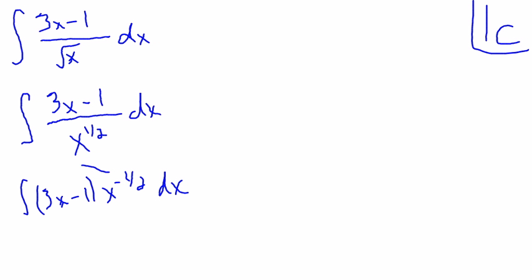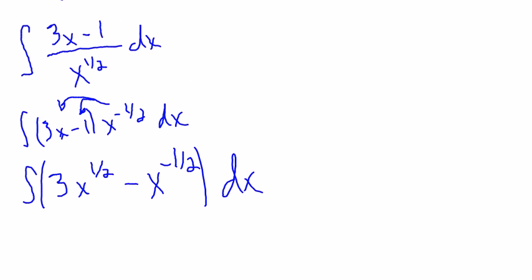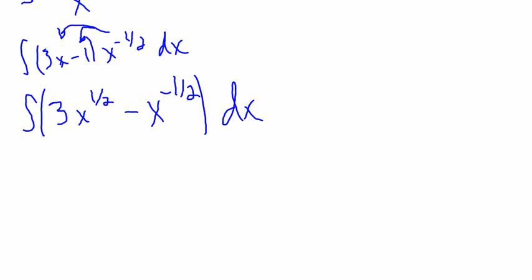Now what I can do is multiply this in by these two pieces. I can distribute it in. So this is the integral of 3 times x, and when I multiply that in, I get x to the 1/2. And then when I multiply it by the negative 1, I get minus x to the negative 1/2, and then it's all dx. So this is just a simple power rule with fractions instead of whole numbers. I just need to bump the powers up by 1, so my x to the 1/2 goes to x to the 3/2.